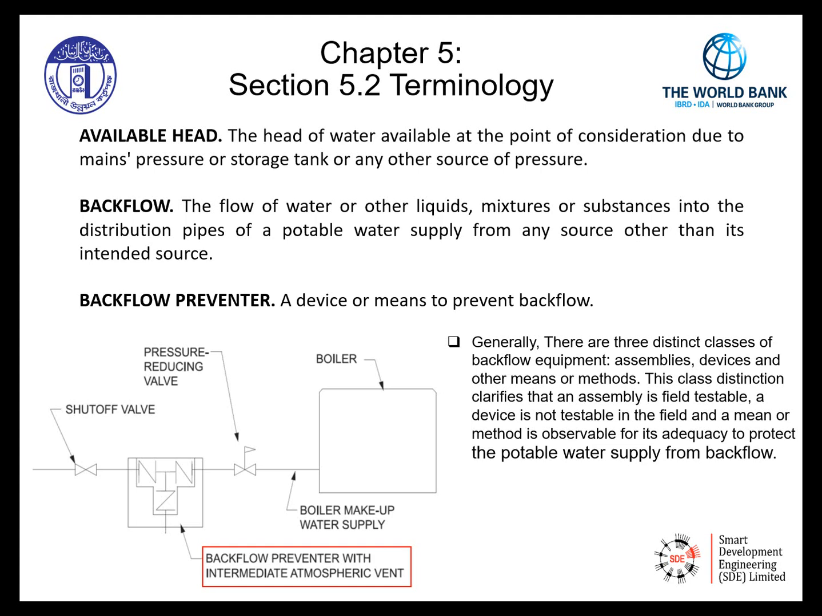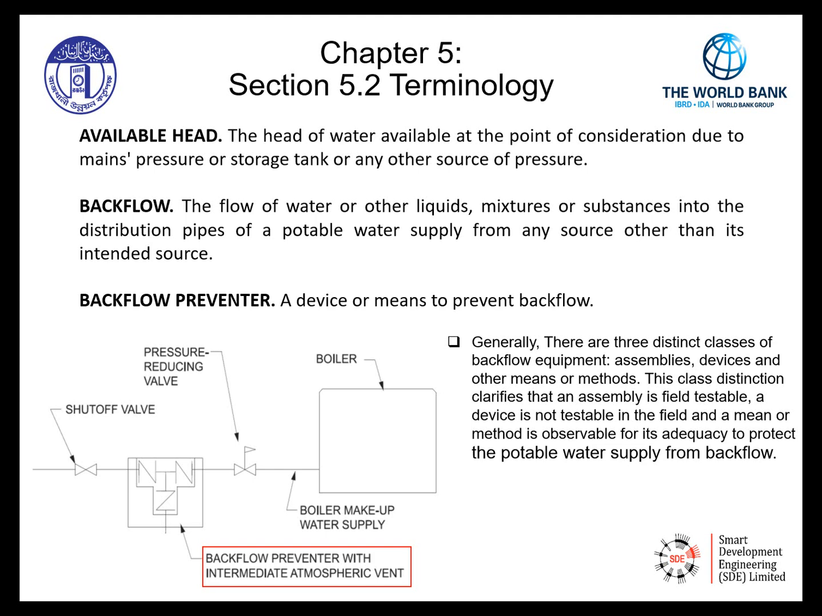That's why we have backflow preventers. And by definition, a backflow preventer is a device or means to prevent backflow. As seen below, consider a boiler. A boiler has a connection to the potable water supply called makeup water. As can be seen in the graphic here, we have a backflow preventer with an intermediate atmospheric vent.